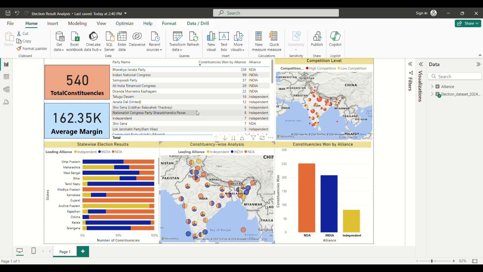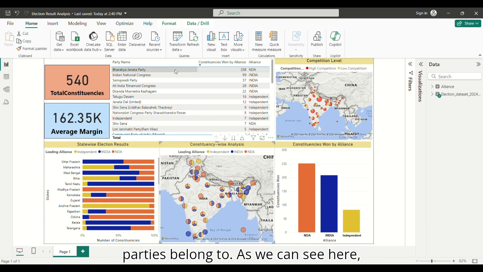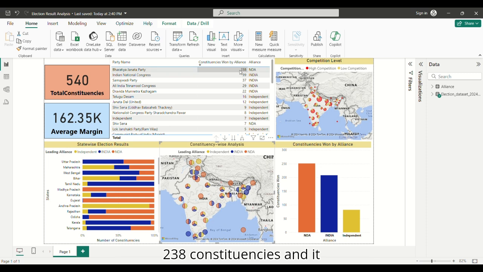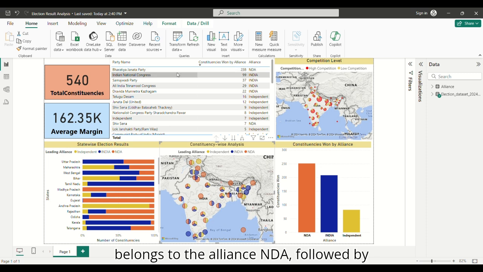Lastly, this table summarizes the results as parties and the number of constituencies won by them and to which alliance these parties belong. As we can see here, the Bharatiya Janata Party (BJP) had won 238 constituencies and it belongs to the alliance NDA, followed by the Indian National Congress with 99 constituencies and the alliance is India.